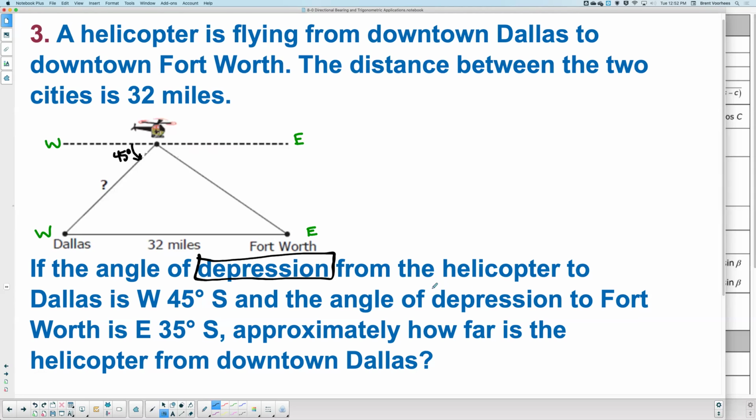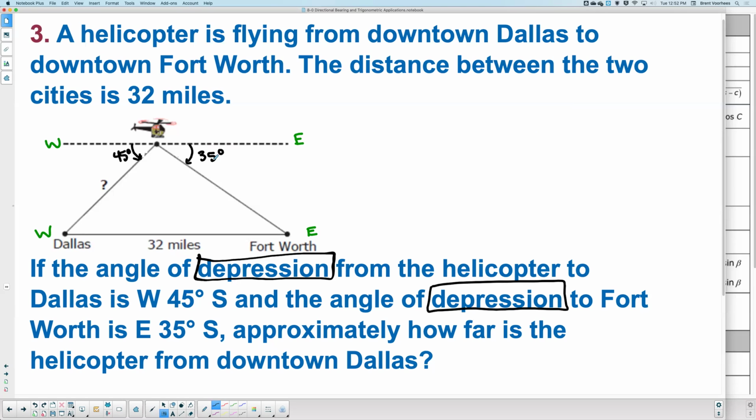And the angle of depression. Here we go again. What does depression mean? Down from the helicopter. Down to Fort Worth is E35S. What does the E stand for? East. That's where we begin. 35 to the south. So they can give us angles like this. It's the same idea, but we're not starting in the north. Now we're just starting at either east, south, west, north, something like that.